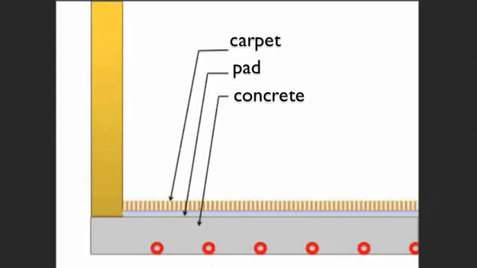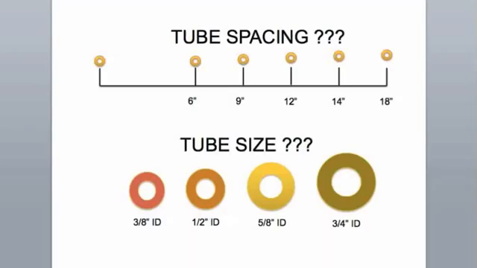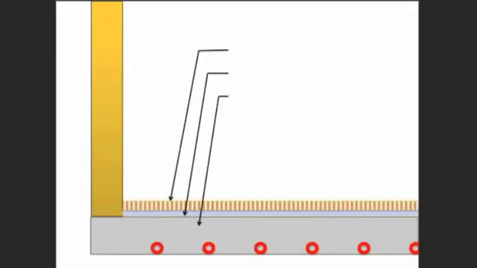In this example, there is a carpet and pad on top of a concrete slab, with embedded tubing spaced every 9 inches. We will address the selection of tube size and spacing on Side B of the RadPad calculator. Once the R value of each component is known, the values are all added together to find the resulting total thermal resistance of the floor.